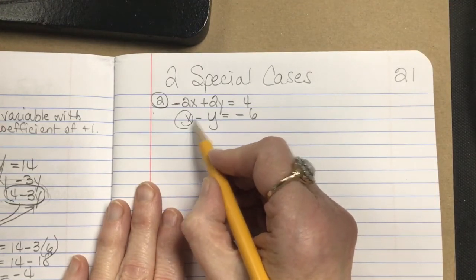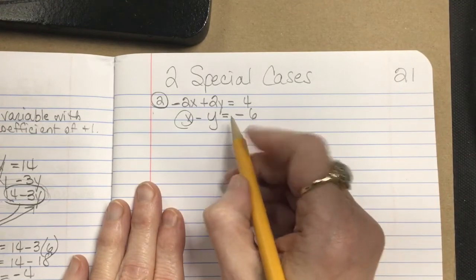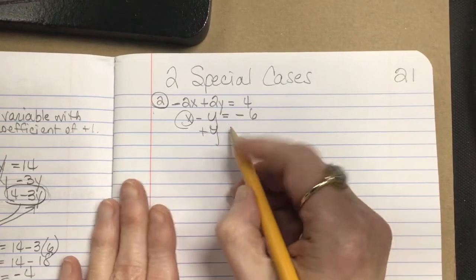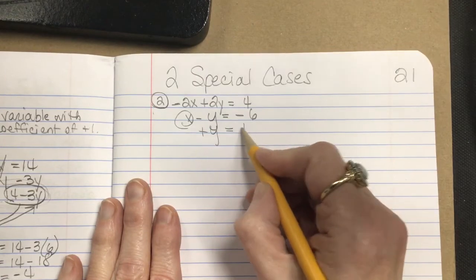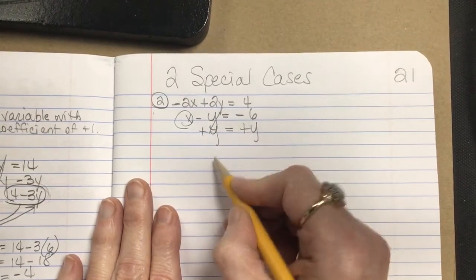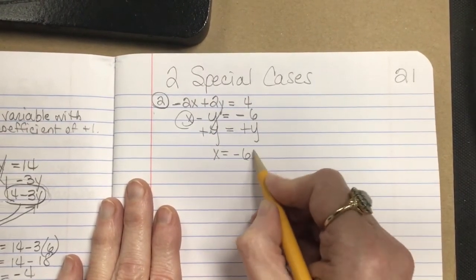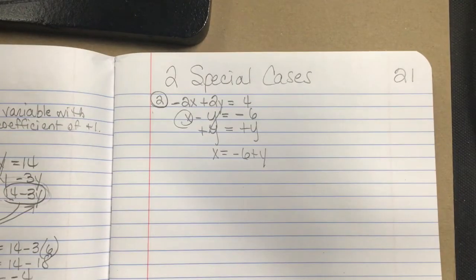You don't want to move the x. You want to get rid of the y. You want to get the x by itself and get rid of the y. And so I add y, and I get x equals -6 plus y. You can solve for any of those variables.